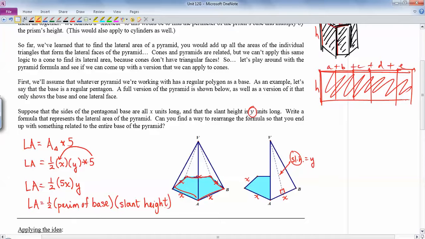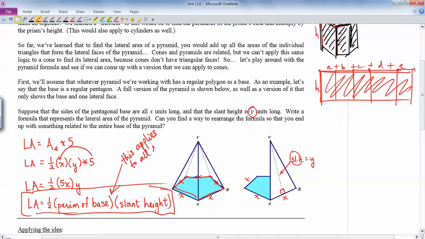And it turns out it didn't matter if it was 5 sides to the base, if it was 20 sides to the base. As long as it's a regular base, this formula will always apply. So this applies to all regular pyramids and to cones. Because perimeter of the base we can't figure out for a cone.